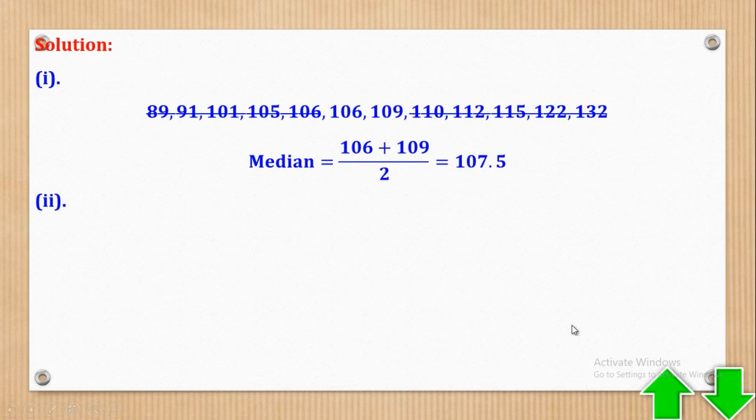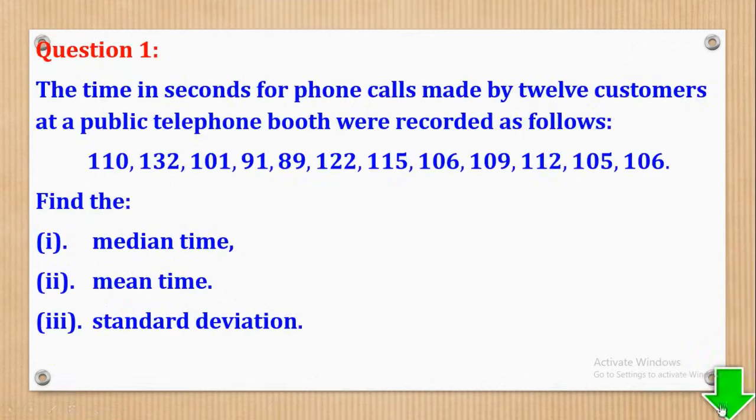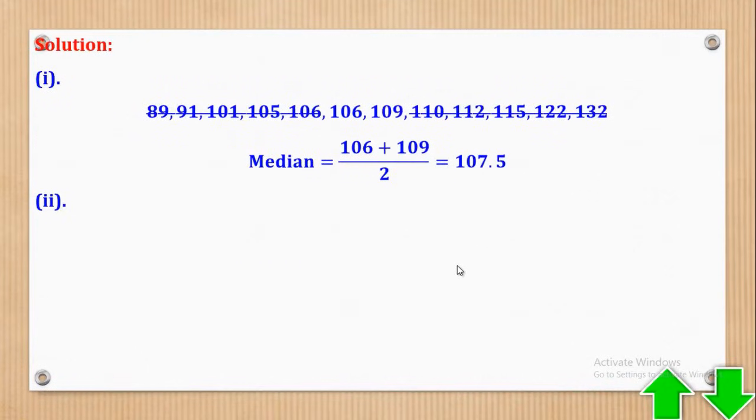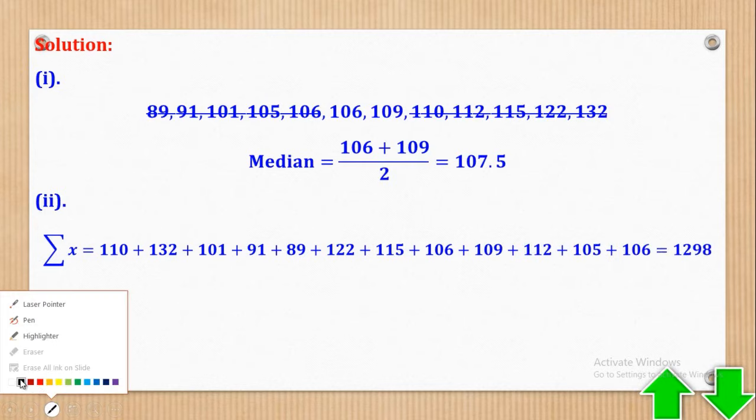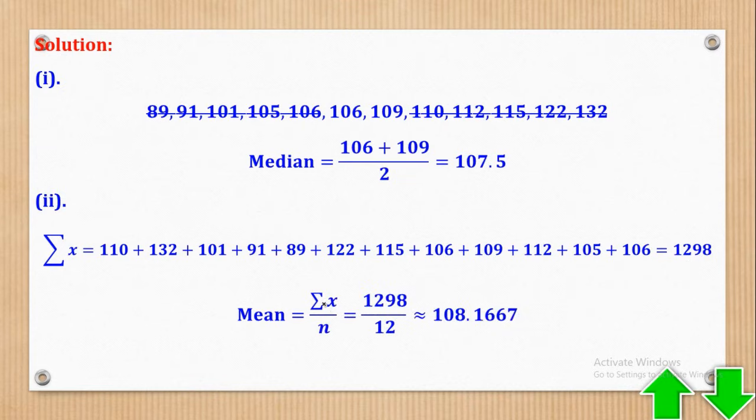Then Roman 2, they wanted the mean time. Remember, mean is summation of x over n. So let me first get the summation of x. I have to add all the values, and when I add, I come up with 1298 using a calculator. After getting that, I say that the mean time is equal to summation of x over n. Therefore 1298 divided by 12 gives you this, to 4 decimal places, as your mean time.